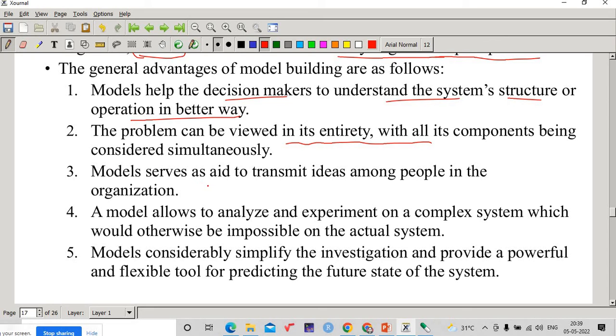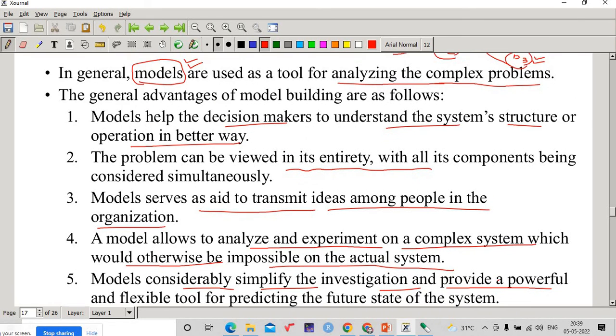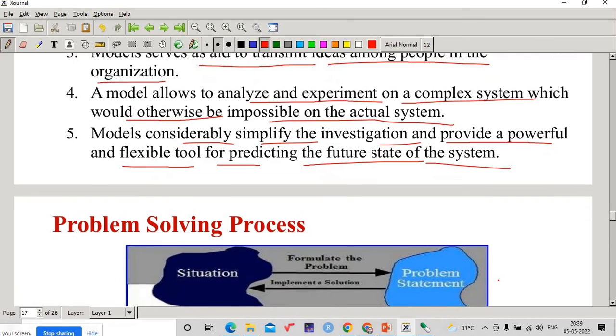Model serves as an aid to transmit the ideas amongst people in the organization. Right? Model allows us to analyze and experiment on a complex system which would otherwise be impossible on an actual system. Models considerably simplify the investigation and provide a powerful and flexible tool for predicting the future state of the system. So these are all the features of models, and advantages, we can say.